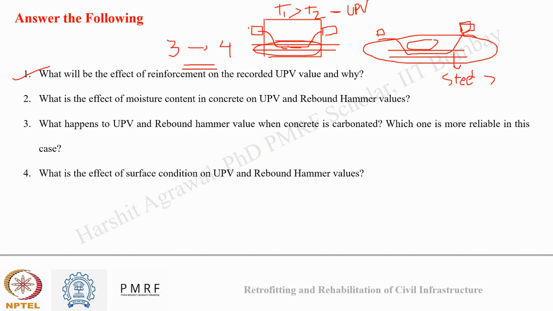So in the code there are proper guidelines. It is mentioned, if my reinforcement is at this much distance away, then UPV may not be affected. If its orientation is along the testing or perpendicular to testing, how we can take the corrections and how we can improve the value. Okay, clear?